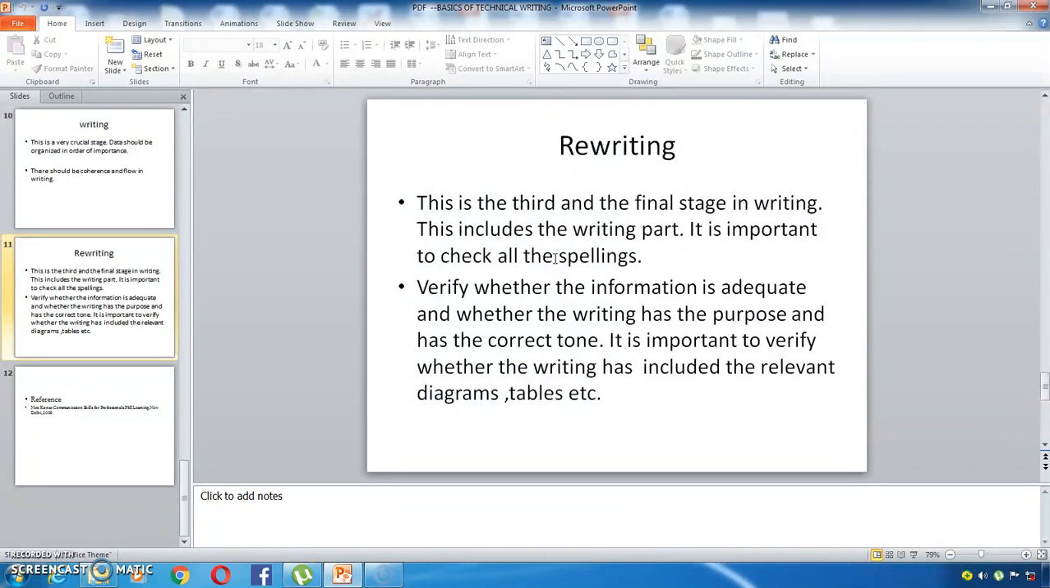Here in this stage, we have to check everything, whether we have written all the necessary data. We have to check the spelling, grammar, everything.